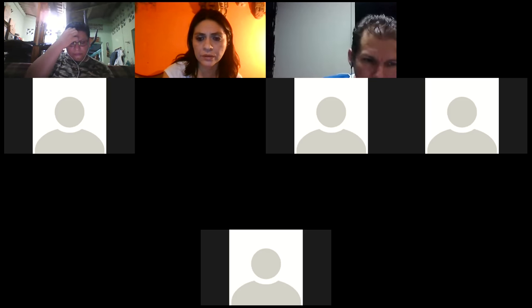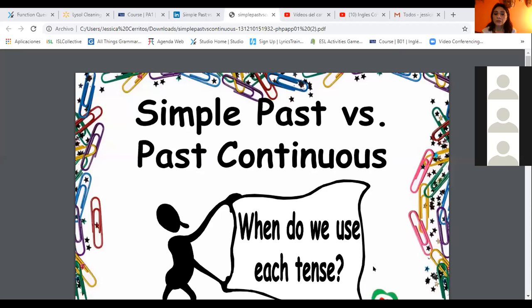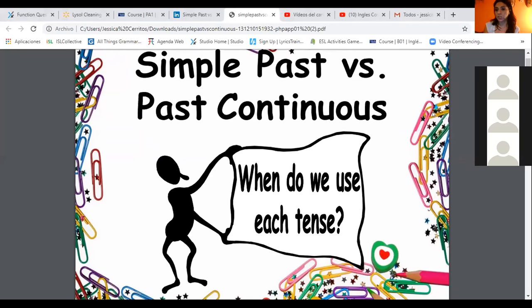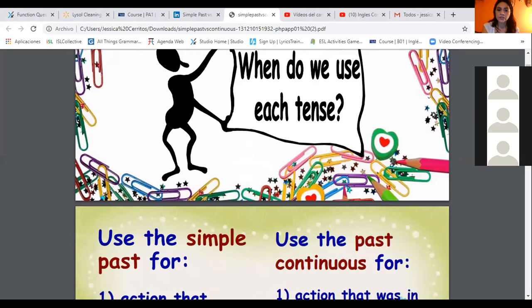I have this one. Okay, so here we have simple past versus past continuous. That's the first grammar topic that I want to talk about for section 4. So today we're officially beginning section 4, okay? When do we use each tense? That's the first thing that we need to know, when to use simple past and when to use past continuous. In a way, we have seen this before, all right? So you need to know this a little bit.